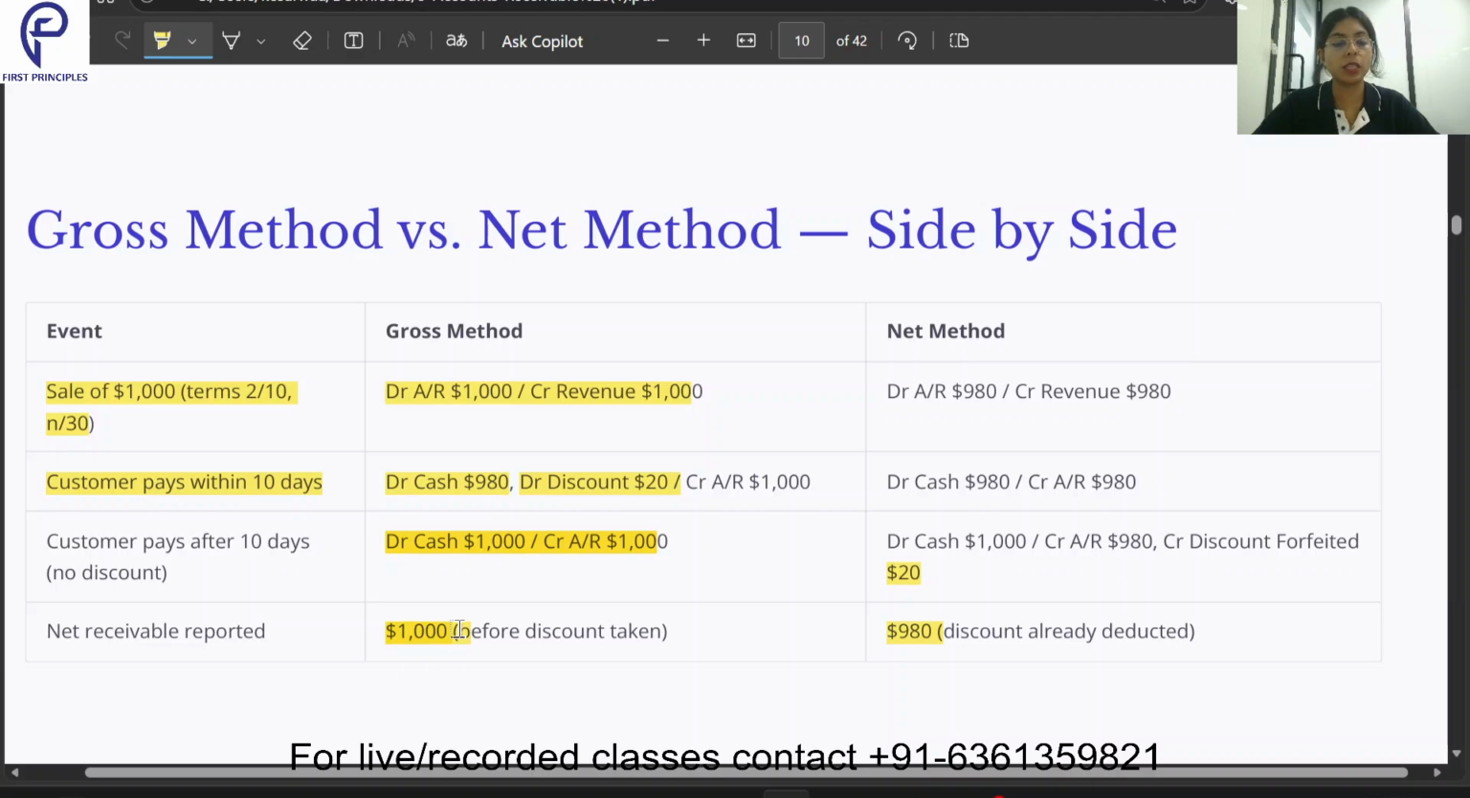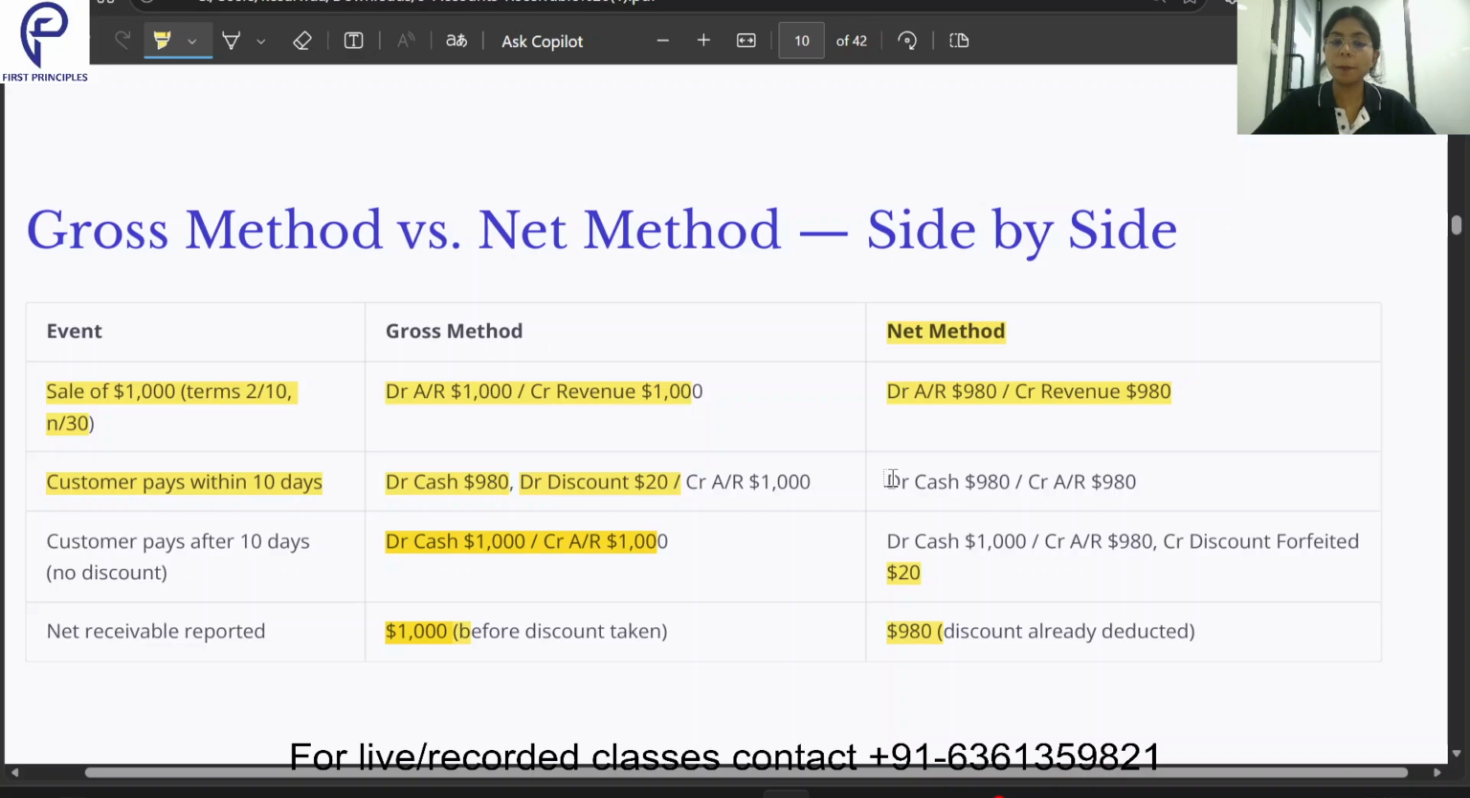That means we will report the receivables as 1000 in case of accounts receivable. Then coming to the net method. In the net method, we have the accounts receivable at the net value. That means we record the accounts receivable at 980 bucks and credit the revenue at 980 bucks. That means we reduce the discount and then we record it.